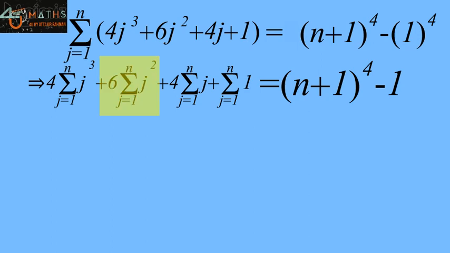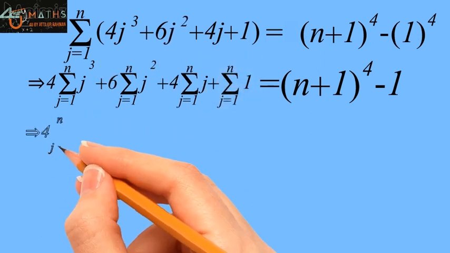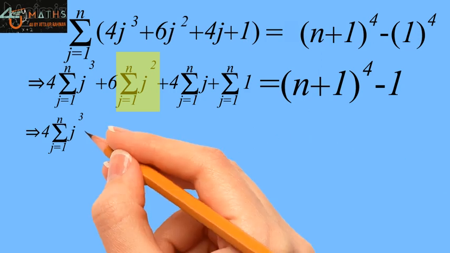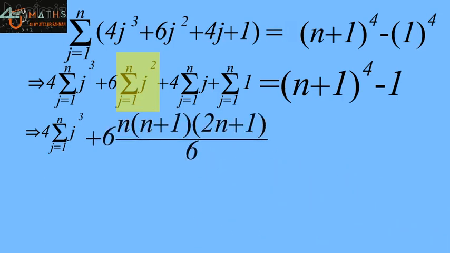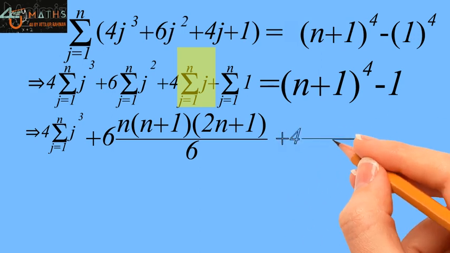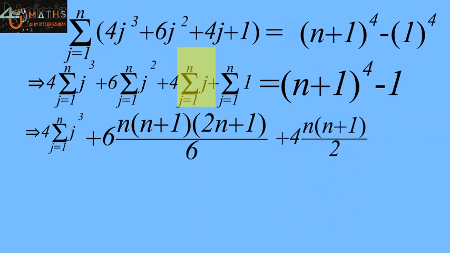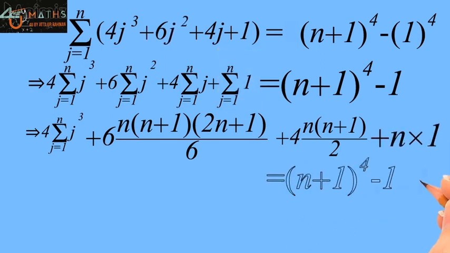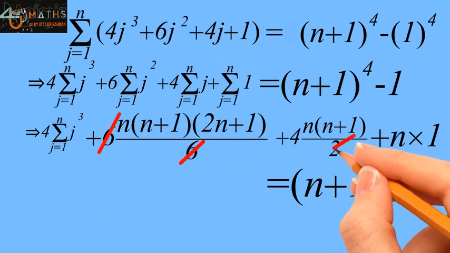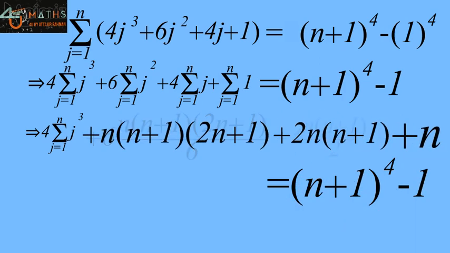Now using the results, we have summation j equal to 1 up to n of j square is equal to n into n plus 1 into 2n plus 1 divided by 6, while summation j equal to 1 up to n of j is equal to n into n plus 1 divided by 2, and summation j equal to 1 up to n of 1 is equal to n times 1. Now first simplifying the terms in the left hand side and then transferring all those terms which contain n from left hand side to the right hand side.